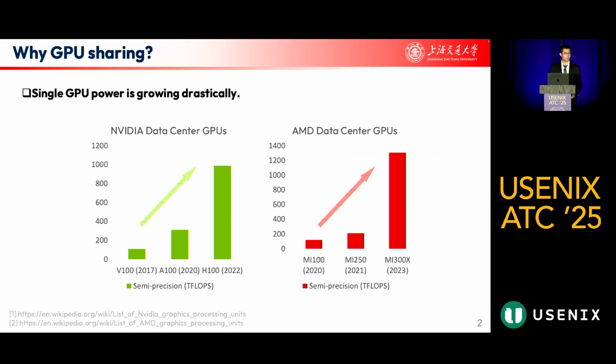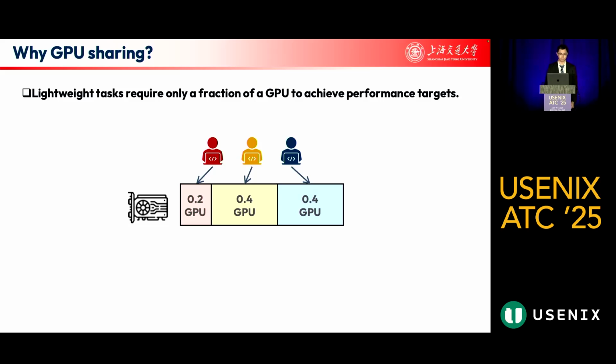As we all know, GPUs have become more and more powerful nowadays. For example, back in 2017, we had the V100, which only had hundreds of T-flops. But now H100 or B100s have thousands of T-flops. A similar trend is also observed on the AMD side. For example, their MI100 only had 100 T-flops, but in recent years, MI300 and MI325 also have much higher T-flops.